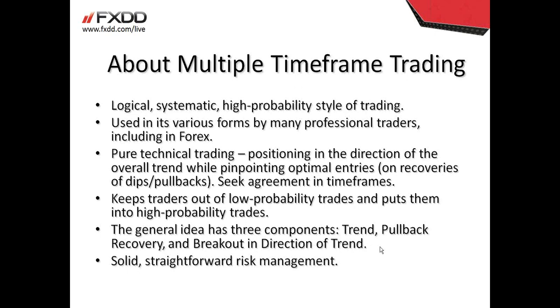Now, this type of trading keeps traders out of low probability trades and puts them into potentially higher probability trades. The general idea has three components. Number one, as I mentioned, trend. We're looking for the trend first. If there's no trend, we're not trading. Number two, we're looking for a pullback. In this case, not only are we looking for a pullback, we're looking for a pullback recovery, which means, let's say there's an uptrend, a pullback occurs. That means price goes down, a minor down move. And then we're looking for that pullback to turn back up and go in the direction of the general trend, and then we're looking for a breakout in the direction of the trend.